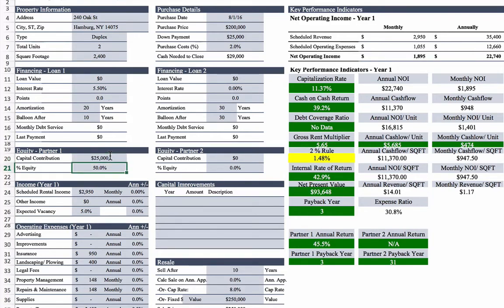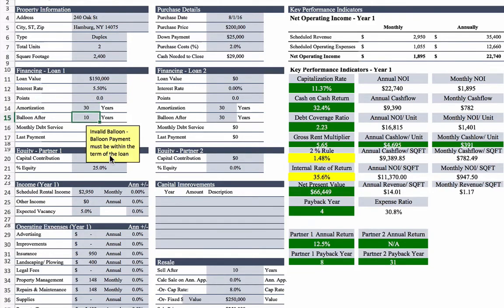So if I had a loan of 150, let's pretend that I am purchasing this property personally. Now, most personal mortgages, as you guys are familiar, are either a 15 or a 30-year fixed for the most part. And they also typically don't have balloon payments. And the way to deal with it in this analysis is very, very easy. You just make the amortization and the balloon after the same. So if it was going to be a 30-year, I would say a 30-year amort and a 30-year balloon after.